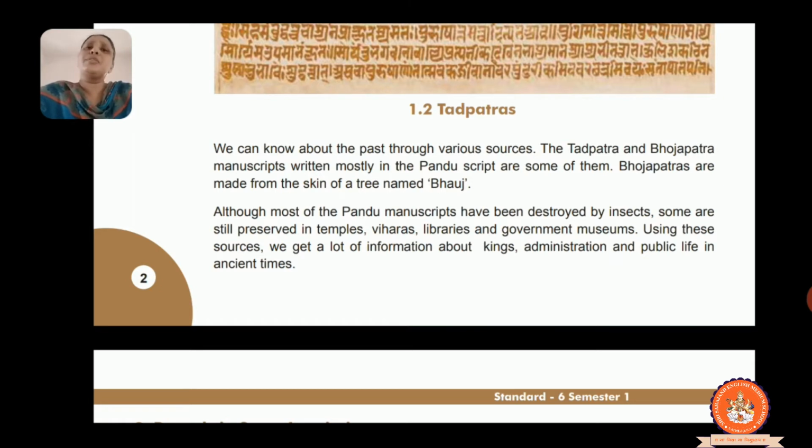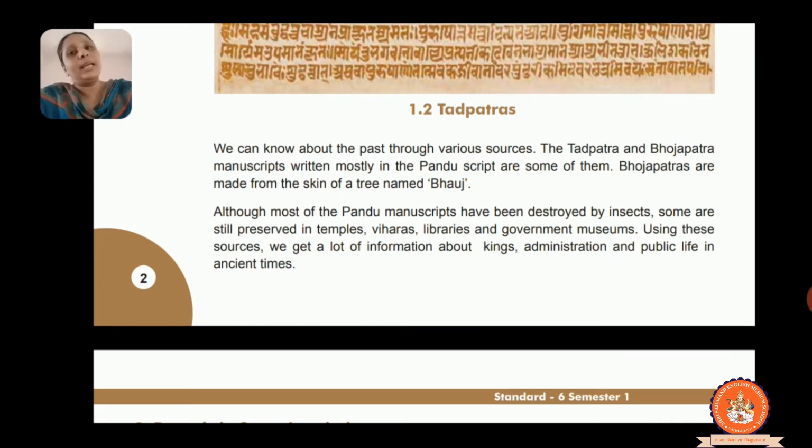Now they are destroyed by the insects because that is a part of the tree and the insects are on the tree. So the insects destroy the bark, the cutting of the bark of the trees. So we want to preserve this. So how can we preserve?